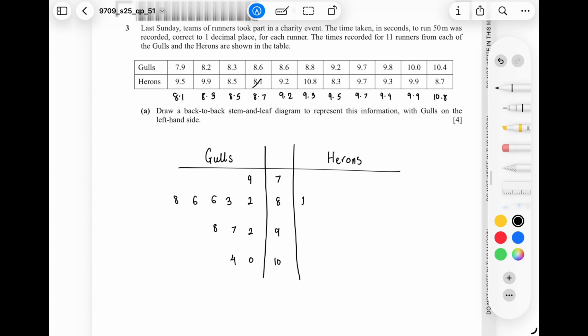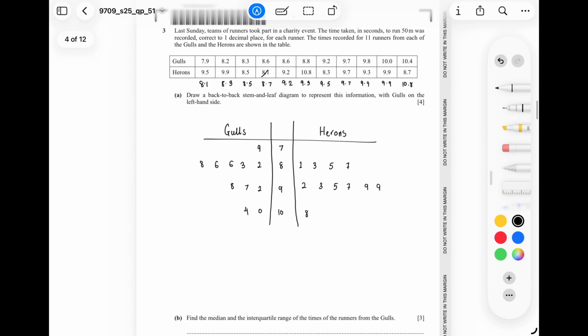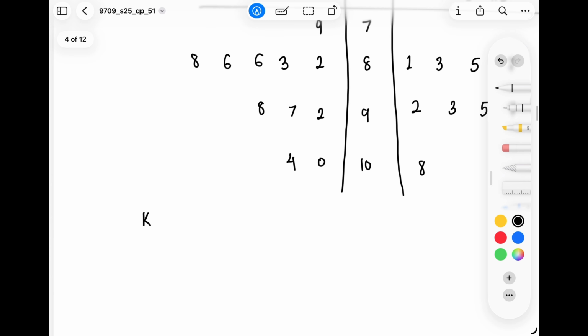So it starts, there's no 7 though. So there is 1, 3, 5, 7, 2, 3, 5, 7, 9, 9, and 8. Okay, so you think you might be done, but it's 4 marks. So the last mark is for your key, which is very, very important. Like if you do not have a key, you lose marks.